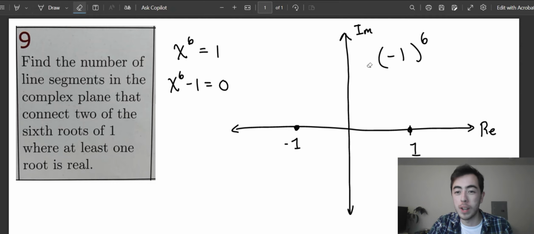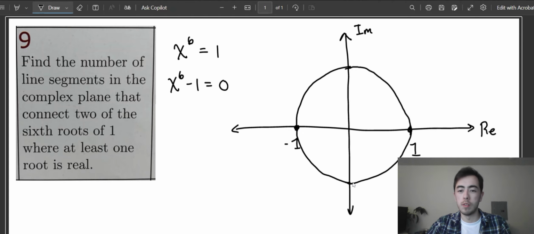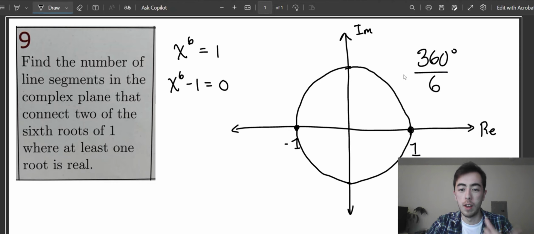I want to try to find some kind of spot somewhere in this circle where when I rotate it by some fixed angle 6 times, I'll get back to the number 1. So the next easiest one for me to find would just be whatever 360 degrees divided by 6 is. Because when I do that angle and go around the circle 6 times, I will get back to the number 1. So this is exactly 60 degrees.